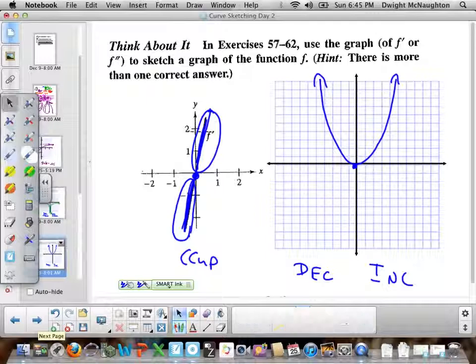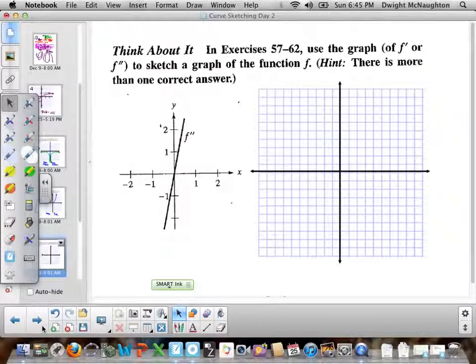Right? So you're given the same information, you just kind of got to evaluate it a little bit differently when you're given a graph. Look for the critical numbers where it's 0 and then check positive or negative to see if the function is increasing or decreasing.